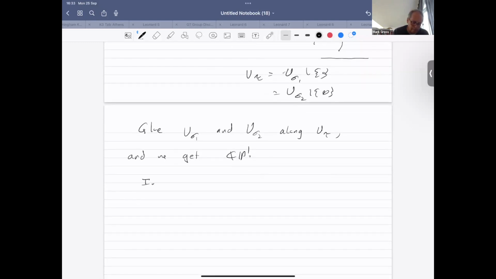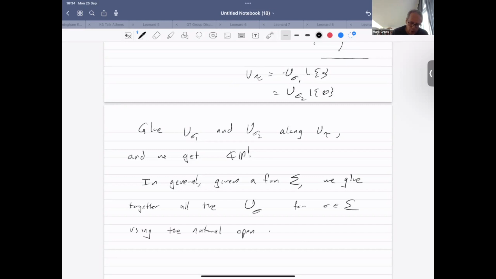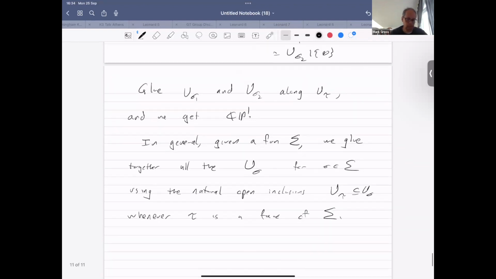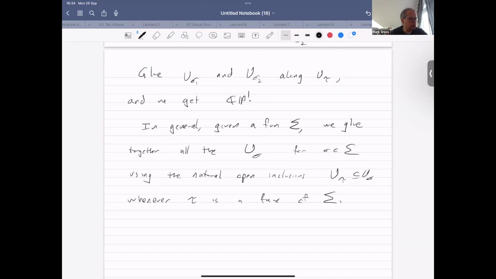So in general, given a fan sigma, we can glue together all the U sigma, for sigma in the fan, using the natural open inclusions U tau contained in U sigma whenever tau is a face of sigma. Okay, so I'm not going to go through that much detail on exactly how that works. I strongly recommend that you play around with this a little bit.